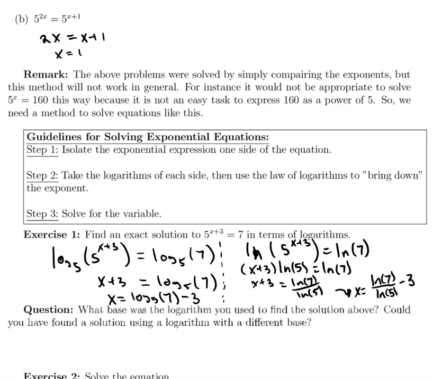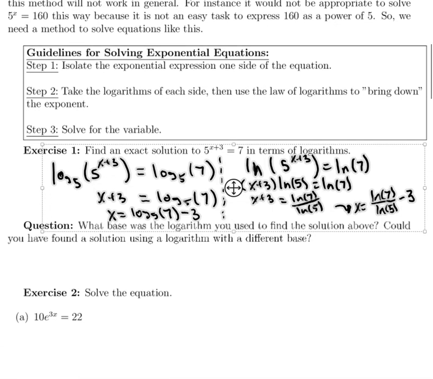But these are two different approaches. The benefit of the one on the right is that your calculator probably has a natural log button, but it might not have a button that lets you do log base 5 if you want to find a decimal approximation. So the base doesn't really matter. There are advantages and disadvantages to each one, but let's continue with another one.